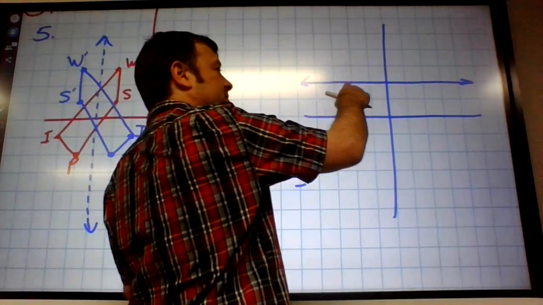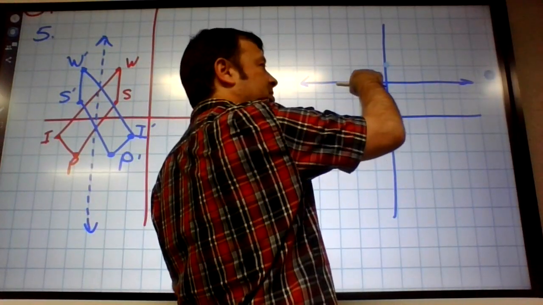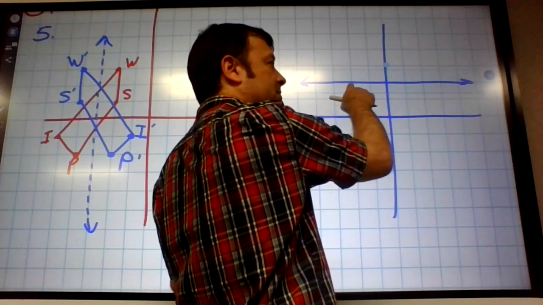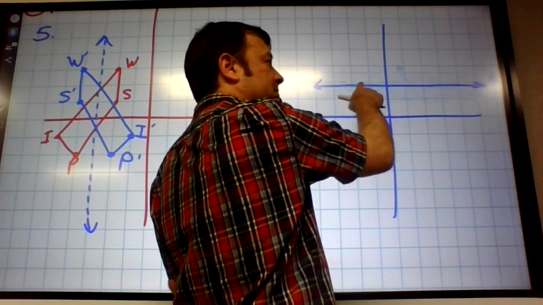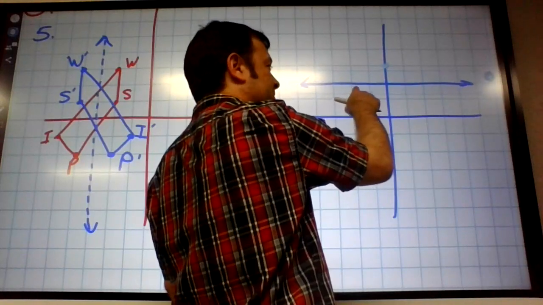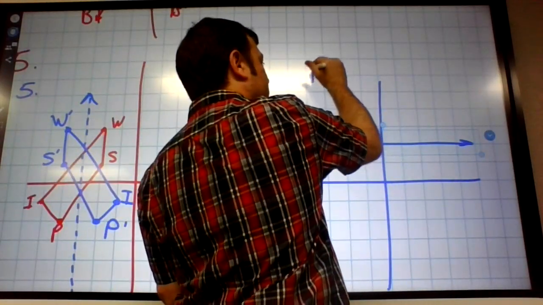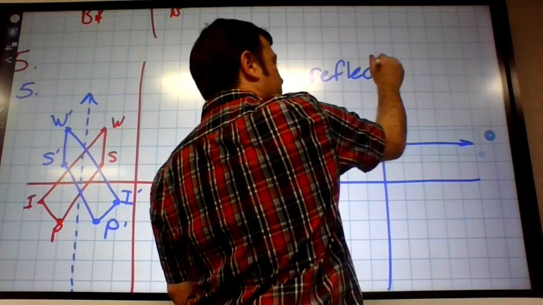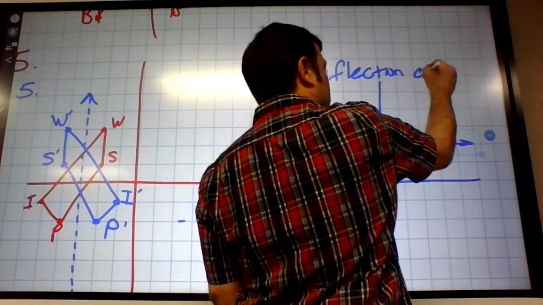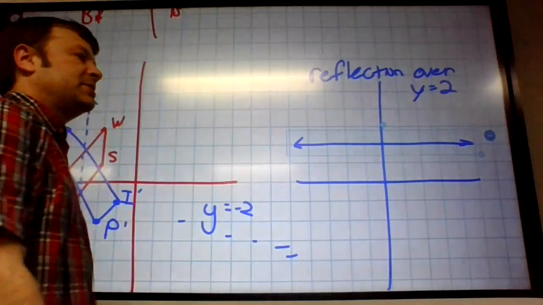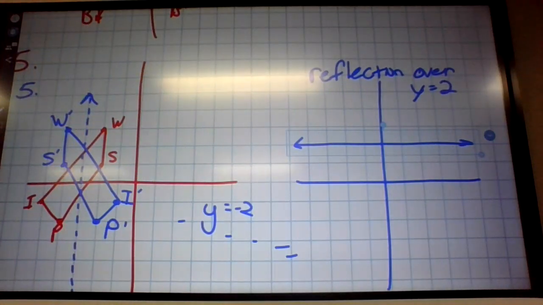But the real question is, what is this line called? What's this line called? Y equals 2. So technically they wanted us to put reflection over y equals 2, but if you just put y equals 2, it's fine. Y equals 2 is the line of reflection.